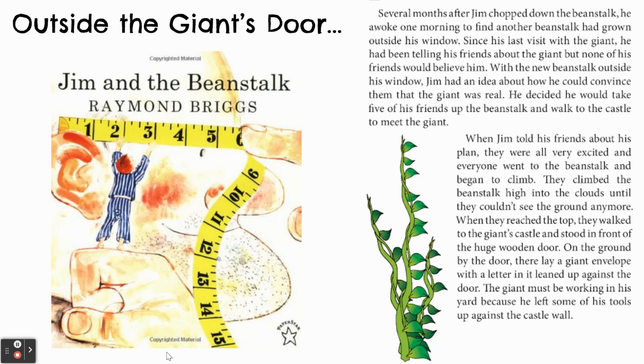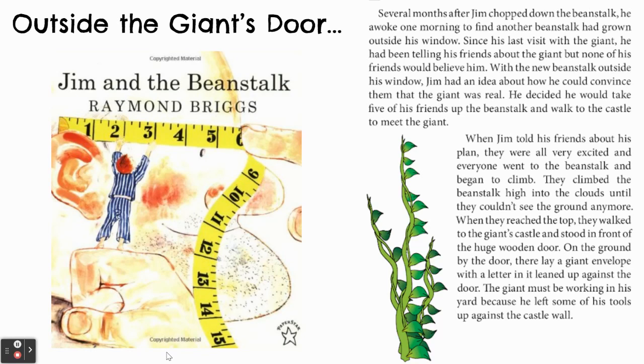Several months after Jim chopped down the beanstalk, he awoke one morning to find another beanstalk had grown outside his window. Since his last visit with the giant, he had been telling his friends about the giant, but none of his friends would believe him. With the new beanstalk outside his window, Jim had an idea about how he could convince them that the giant was real. He decided he would take 5 of his friends up the beanstalk and walk to the castle to meet the giant. When Jim told his friends about his plan, they were all very excited, and everyone went to the beanstalk and began to climb.